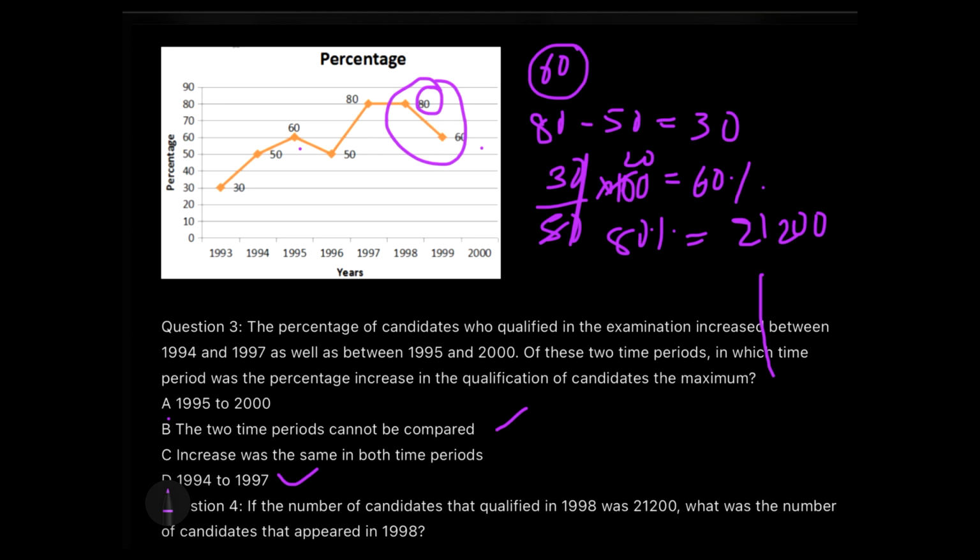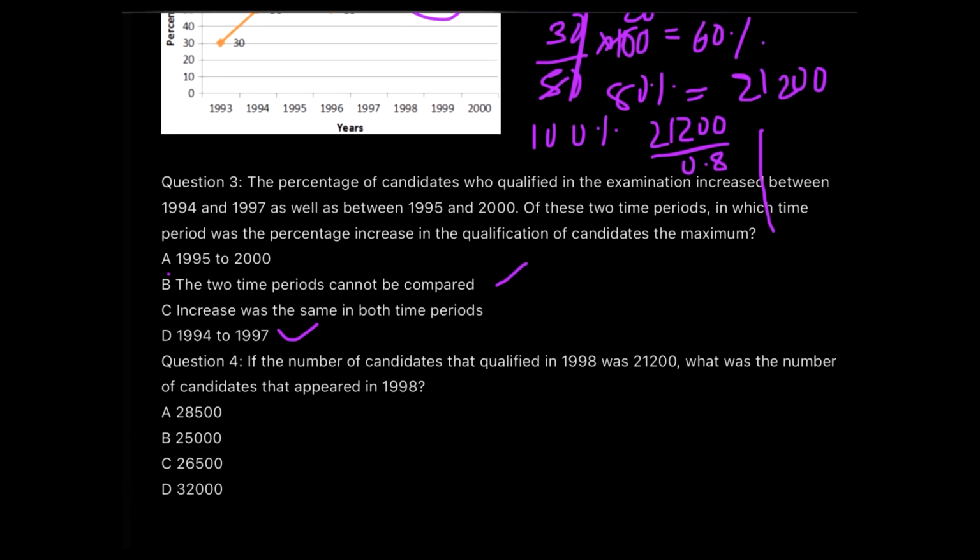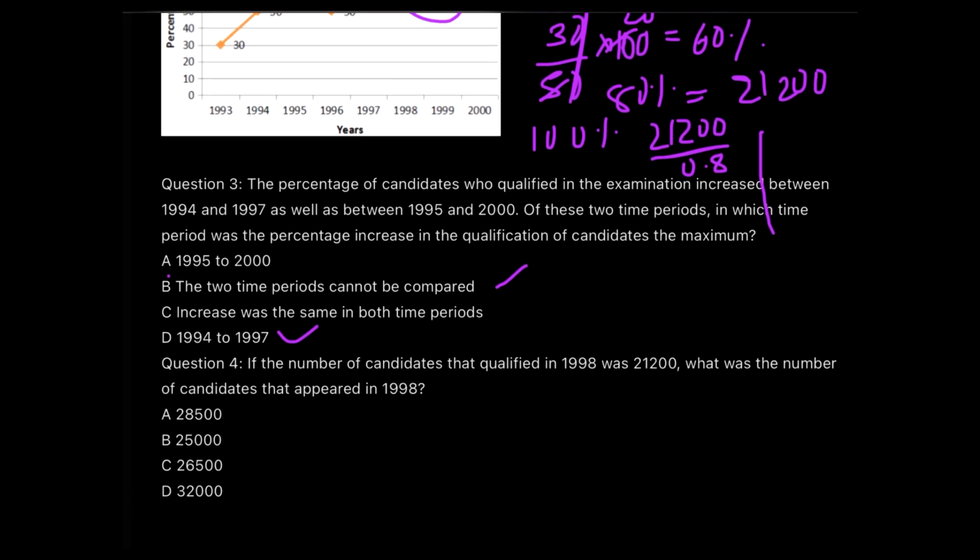We know how to use the unitary method, right? For 100% of people, what will we do? We will do 21,200 divided by 0.8. That would simply give us the number of people who appeared for the examination. Obviously, the appearing number will be 100%, right? So if we divide 21,200 by 0.8, what number are we expecting?